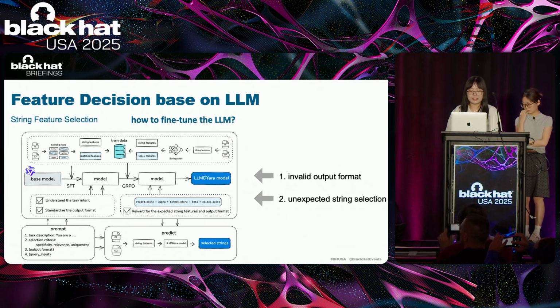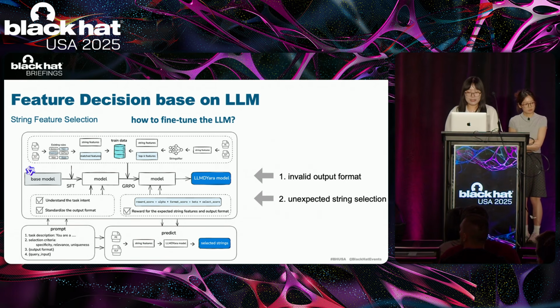During fine-tuning, we first use the SFT method to help the model understand the task and follow the designed output format. We then apply the GRPO method to adjust the model. Finally, we resolve two issues: unexpected features and invalid output format. Next, my co-speaker Liu Yiping will present the remaining part.